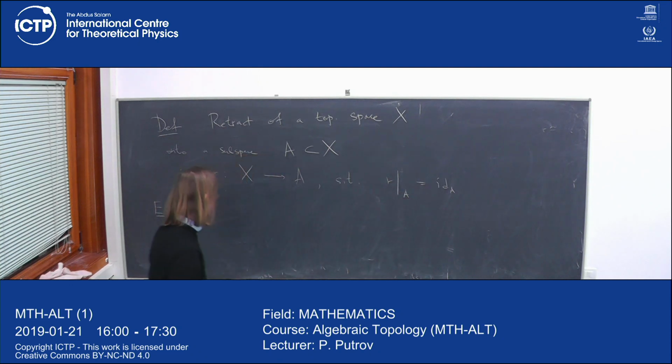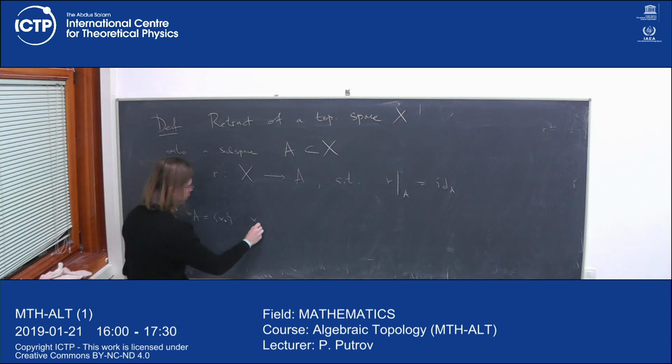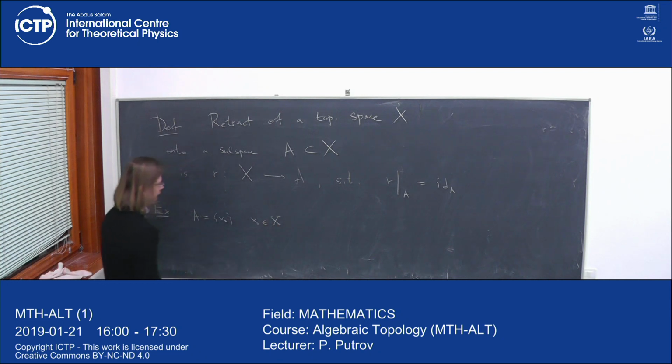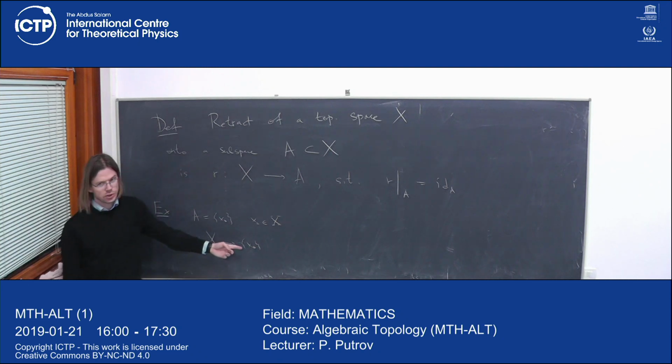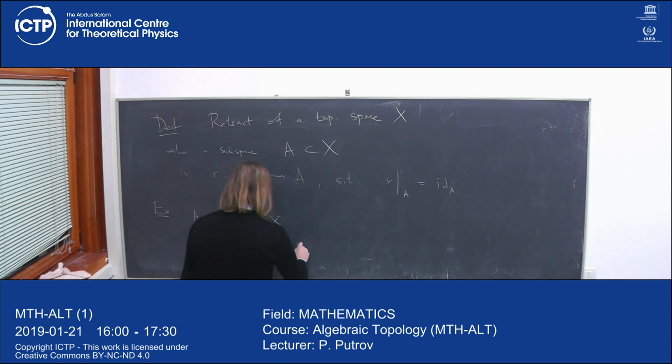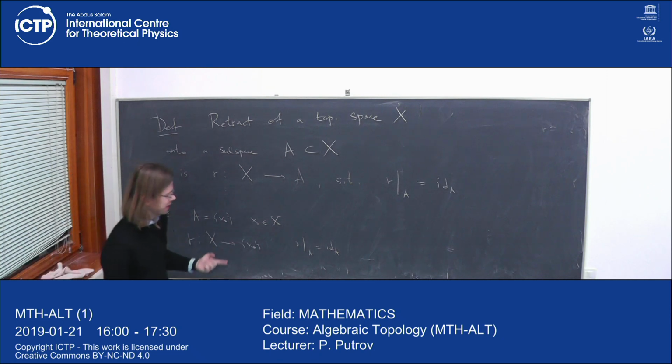Yes, yes. So, a trivial example. For any X, one can take A to be a subspace consisting of one point, where x0 is a point of X, and then take R to be a constant map. So all points of X are mapped to just one point. And of course R restricted to A is identity. So R restricted to a point is just the point itself.